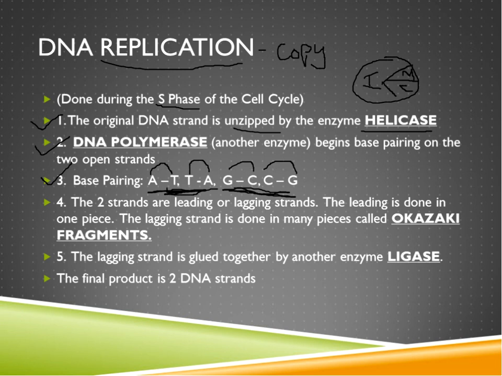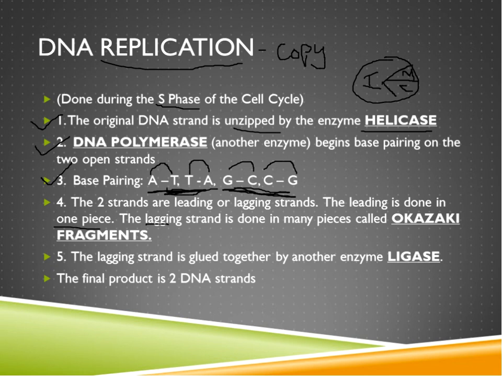The two strands are either leading or lagging. Remember how DNA unzips itself? Well, there's two strands. There's a lagging strand and a leading strand. The leading strand, it's done in one giant piece. A to T, T to A, G to C, C to G, just all the way through. One straight piece. The lagging strand, though, is in many pieces.